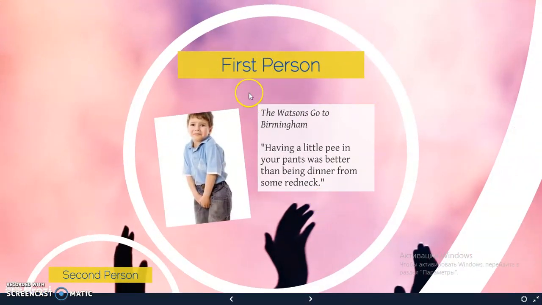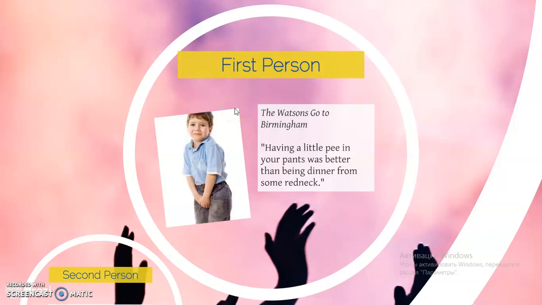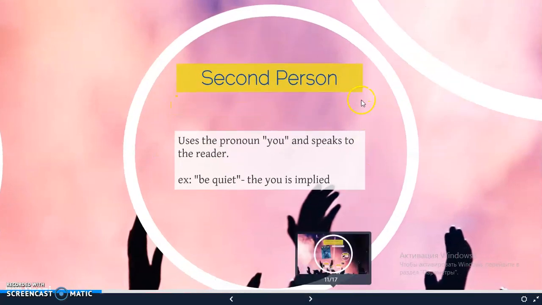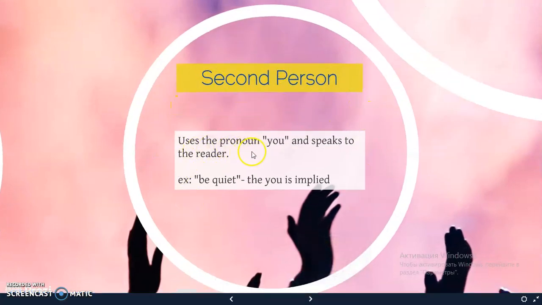So first, let's differentiate the first person and third person narratives, or second person and first person narratives, or vice versa. So first person: The Watsons go to Birmingham. Having a little pee in your pants was better than being dinner from some redneck. Second person uses the pronoun you and speaks to the reader directly. Be quiet. The you is implied.